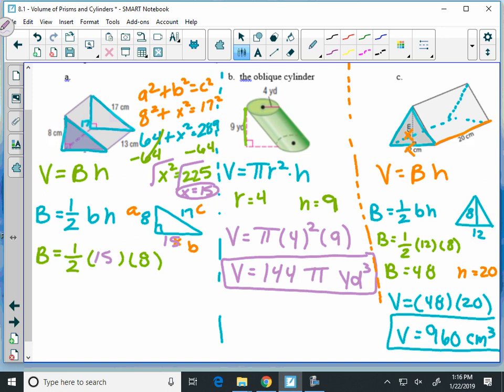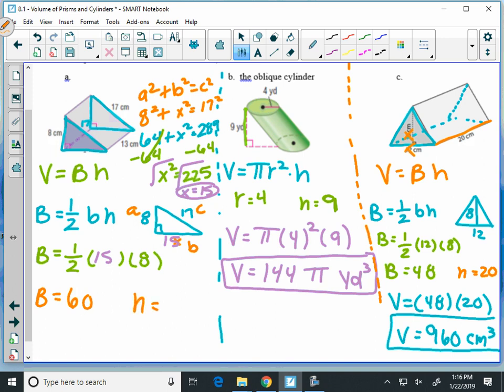Okay. You're going to do that a lot. Something's missing, you use the Pythagorean theorem to find it. So then plug that in your calculator. 1/2 times 15 times 8 is what? What is it? 60. So that's the area of your base.